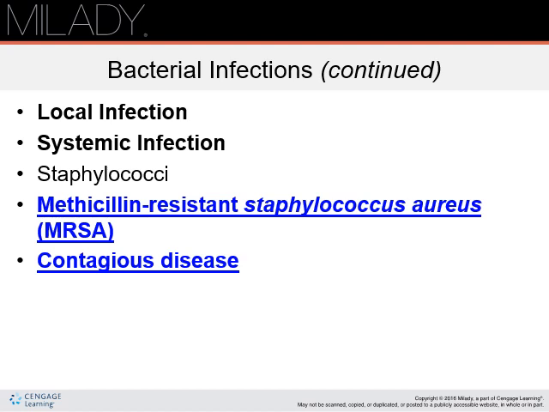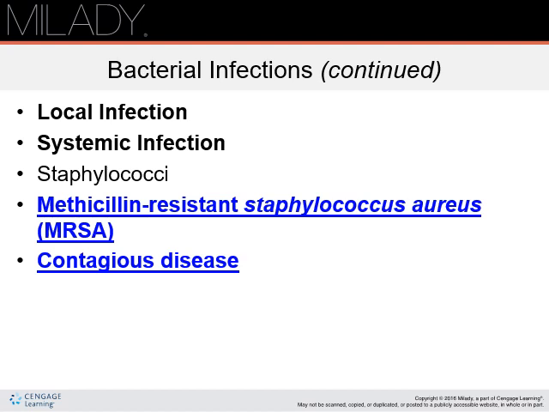Local infections are confined to a single area, such as a pimple, boil, or infected cut. It appears as a lesion containing pus. Pus contains bacteria, white blood cells, and dead cells. Staphylococci is the most common pus-forming bacteria.